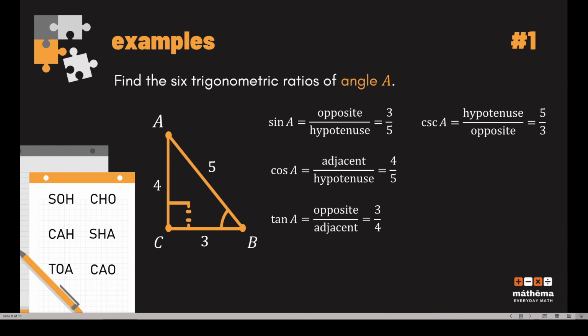Cosecant of A, hypotenuse over the opposite side. Hypotenuse is 5, opposite side is 3, so we have 5 over 3. Secant of A, hypotenuse over the adjacent. Hypotenuse is 5, adjacent is 4. So we have 5 over 4. Cotangent of A, adjacent over opposite. Adjacent is 4, opposite is 3. So we will write 4 over 3.